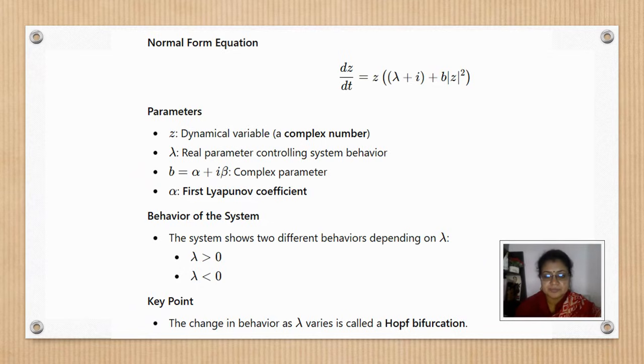Let us see. Here we find that the system is going to show two different behaviors depending upon lambda, the critical control parameter. So now let us get into the mathematical description of this. We are going to do simple mathematical manipulations to depict the behavior of Hopf bifurcation.